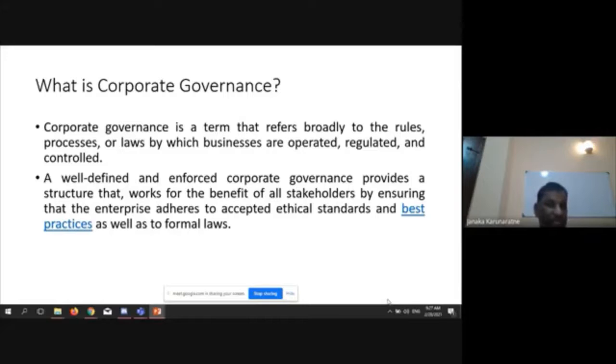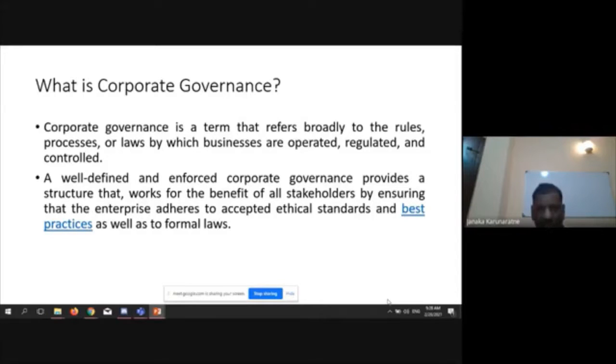For example, for banks, the regulator may impose different governance codes and directions. In general, a Chartered Institute may have a different set of codes for corporates under financial reporting. Sometimes the relevant SEC or CSC may come up with another set of governance codes. Depending on the country and the target group, several types of governance codes may apply. A well-defined and enforced corporate governance provides a structure that works for the benefit of all stakeholders by ensuring that the enterprise adheres to accepted ethical standards and best practices as well as to formal laws.